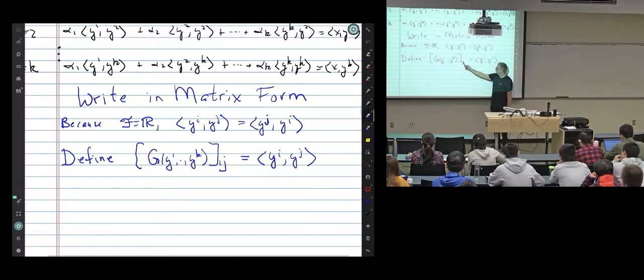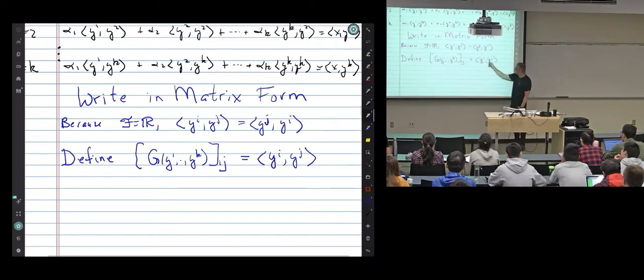Is this notation clear? What's the 1, 1 element of this matrix? Inner product of y1 with itself. What's the 7, 11 element of this matrix? The inner product of y7 with y11. Okay, so it's just a matrix.